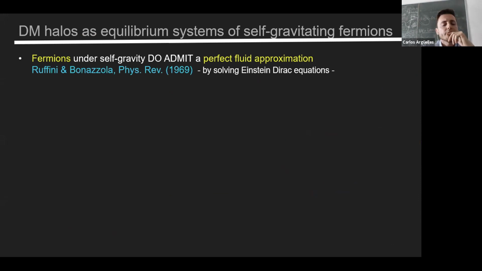So the first important concept is that fermions under self-gravity do admit a perfect fluid approximation. This was demonstrated in this original paper of '69, Ruffini and Bonazzola.